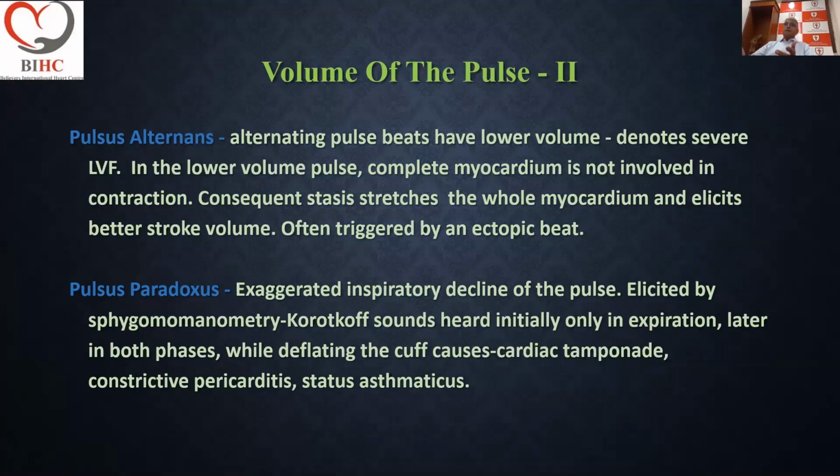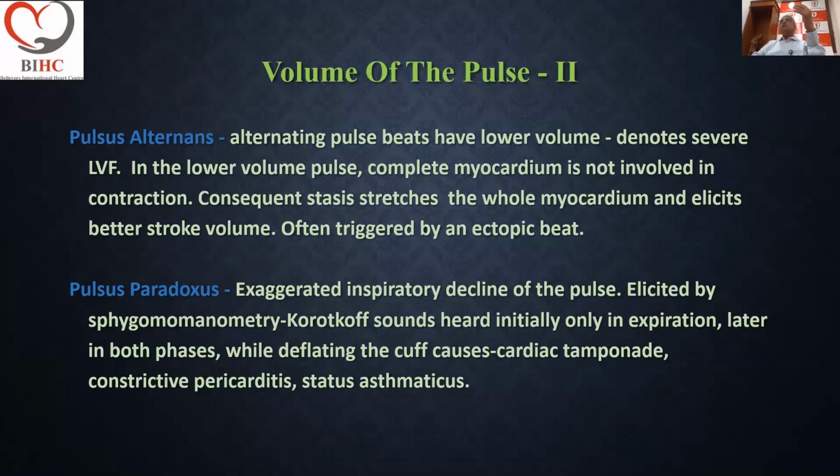In severe asthma, for instance, the inspiratory holdup of blood in the inflated lung causes less blood to return to the left heart. And as a result, you find that the pulse volume is lower in inspiration. In heart disease like constrictive pericarditis or pericardial effusion, this happens in an exaggerated way.